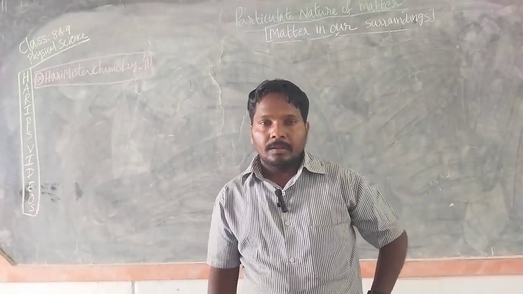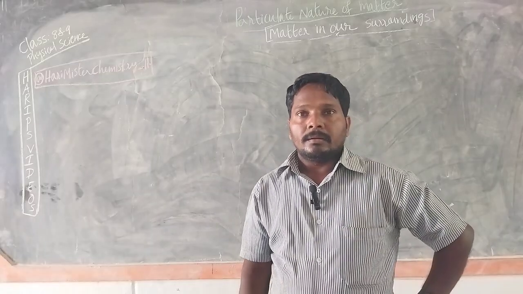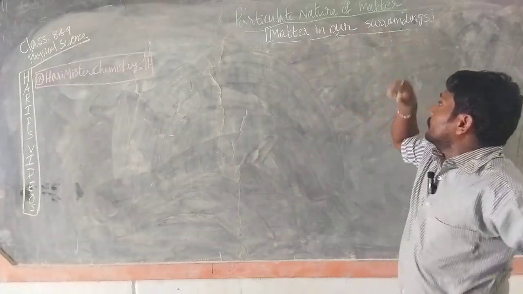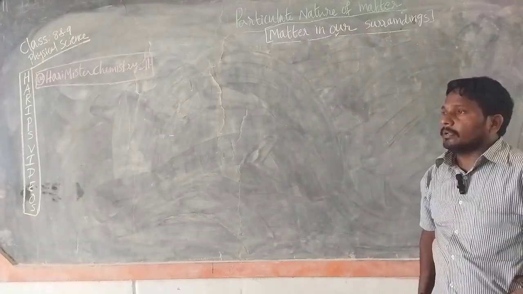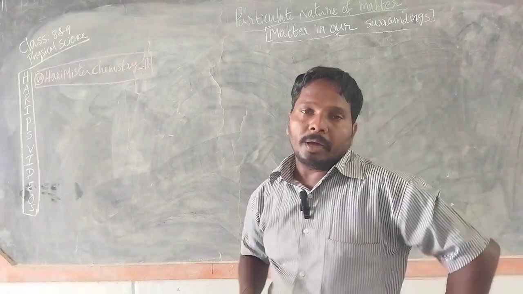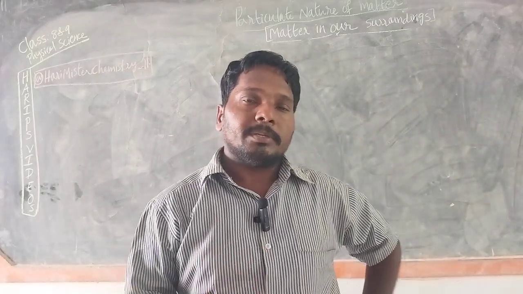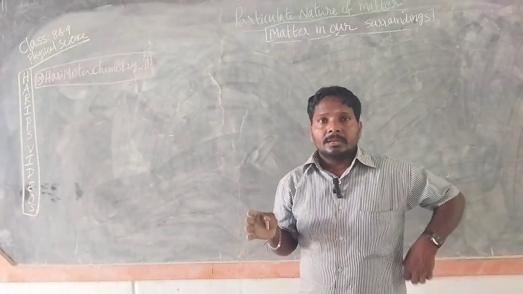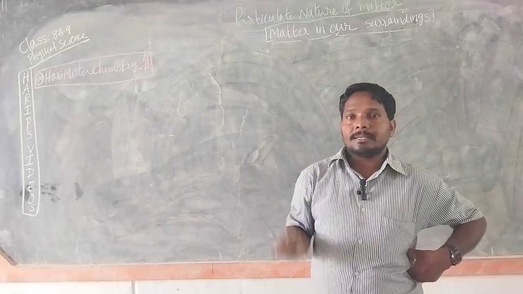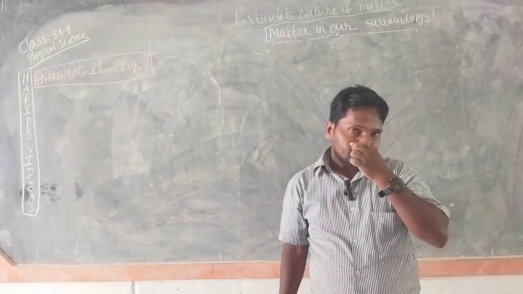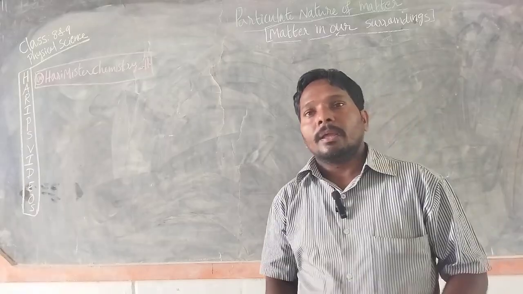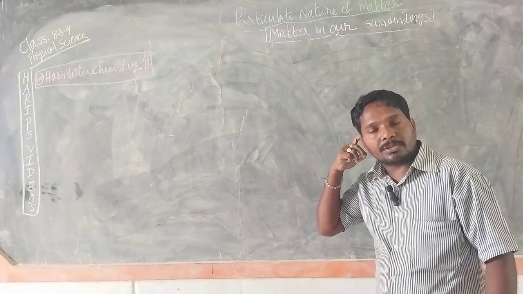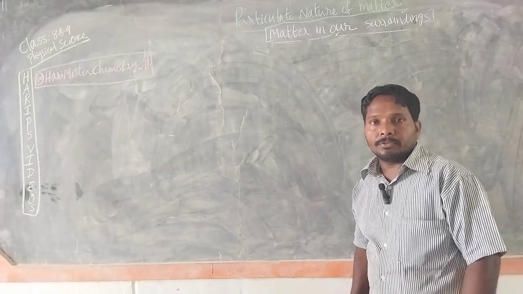So let's discuss the next topic in the chapter, particulate nature of matter, or matter in our surroundings. So up to the properties, that means up to the space between the particles, the force of attraction, and diffusion. Up to class 8, the topics are completed. It is also useful for class 9, and class 8 students can also continue this topic.